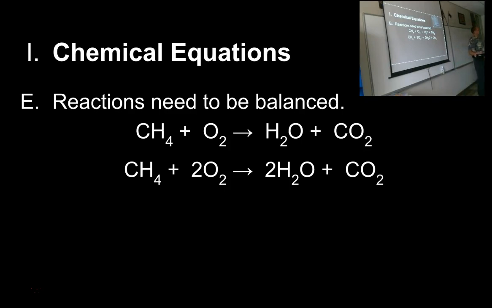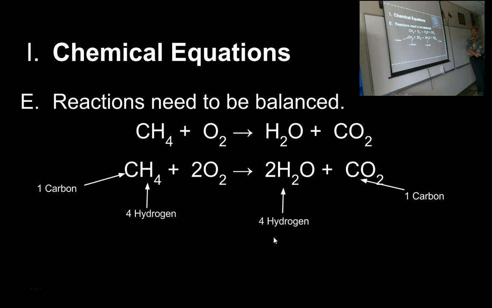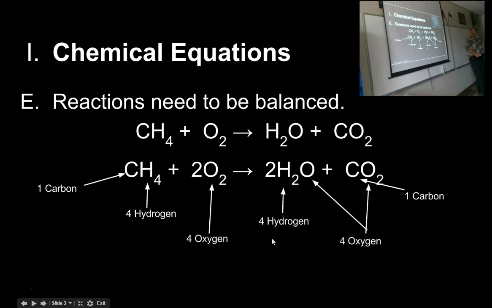You guys see what I did there? When you write a chemical equation, it has to be a balanced chemical equation. So again, this just goes through it. 1 carbon, 4 hydrogens on both sides, and 4 oxygens on both sides. Does anybody not see how you use the coefficient? Does that confuse anybody? Okay, cool.